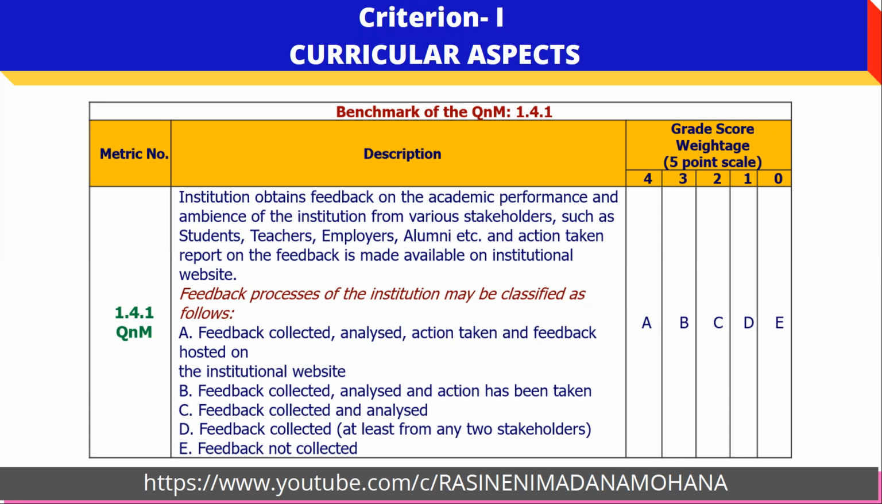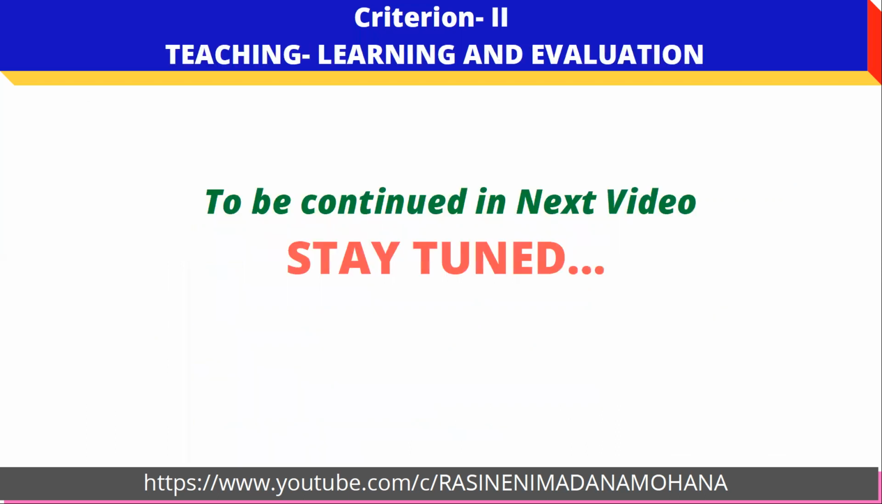Okay, with this we completed the 4 quantitative metrics of criteria 1, then the 2 qualitative metrics. Okay, with this criteria 1 is completed. Now we will move to the next criteria, criteria 2, that is teaching, learning and evaluation. That will be continued in the next video.